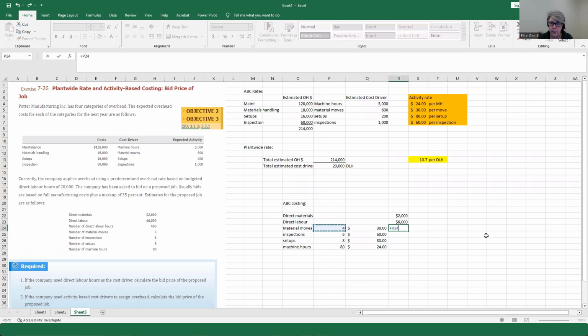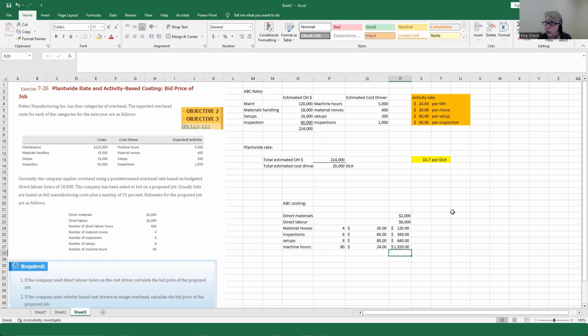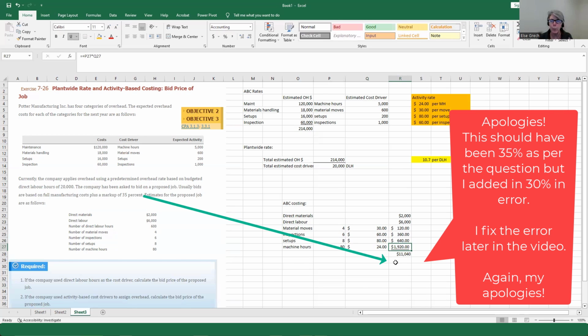So now we're going to take the actual number of material moves, multiply it by the application rate. Going to do the same here. Inspections multiplied by the application rate for inspections, setups multiplied by setup application rate, and machine hours multiplied by the machine hour application rate. We're going to add all of these together, and it'll tell us what the total cost is for this proposed job. Total cost is $11,040.